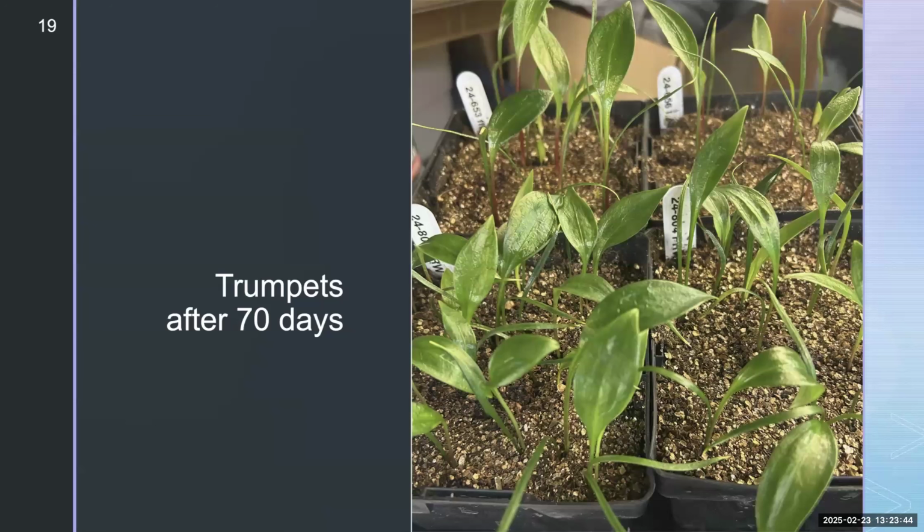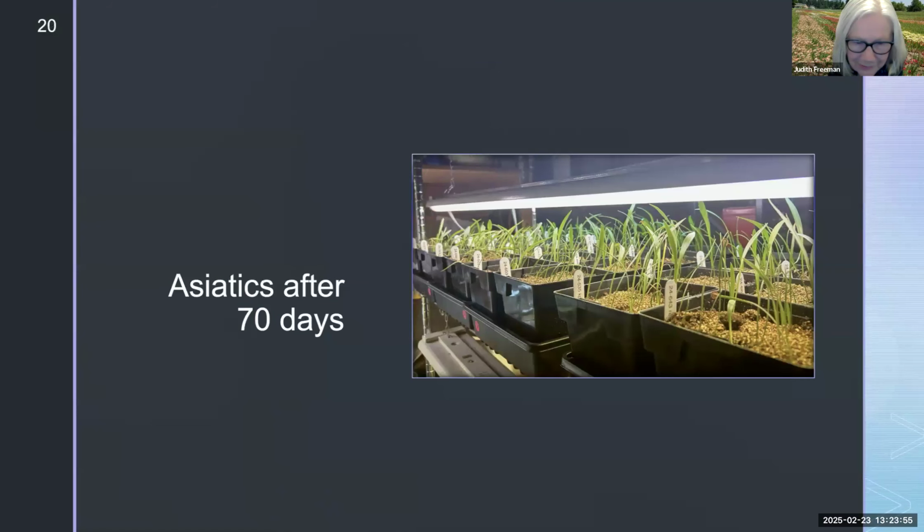Okay, this is an action photo of seedlings growing. These are actually this year's trumpets after 70 days. Actually, the ones in the front are Aurelians, but they look the same. Next slide, please. Don't they look beautiful? Yes, I was thinking the same thing.